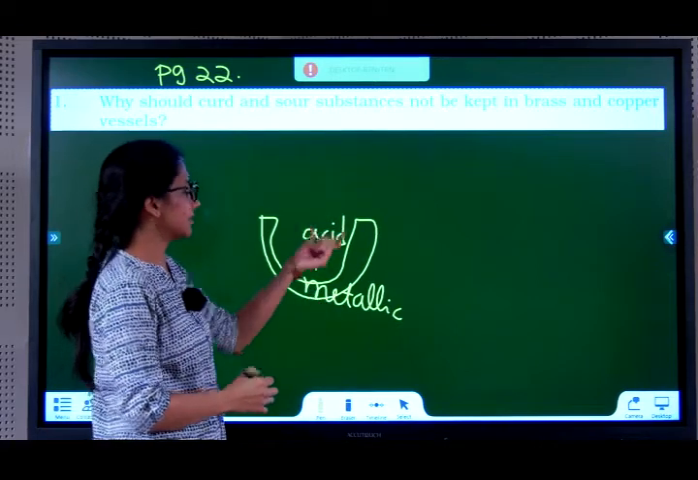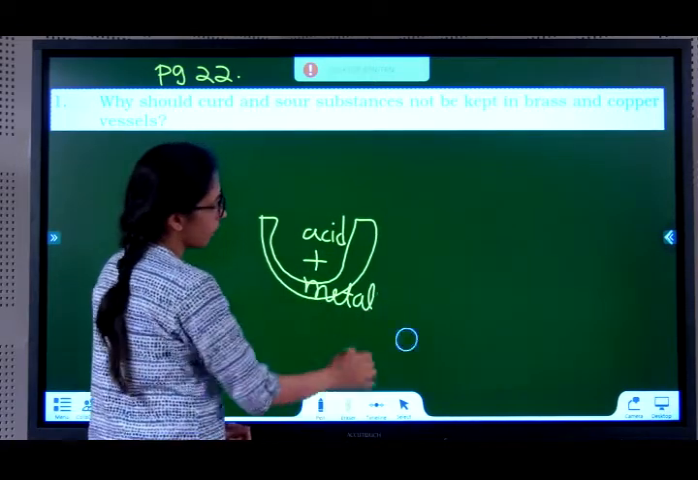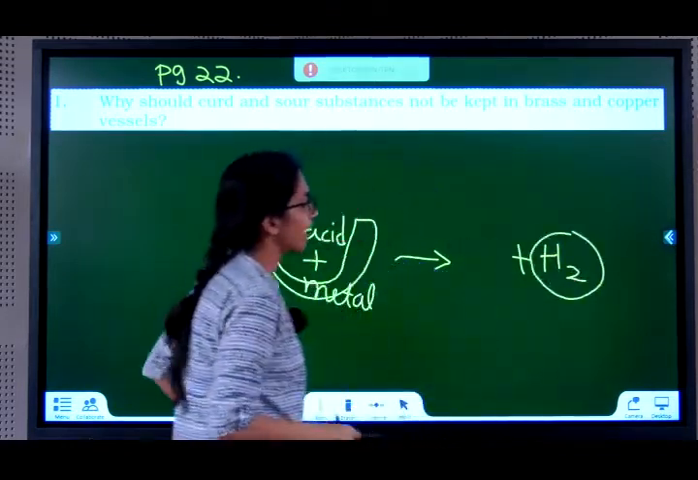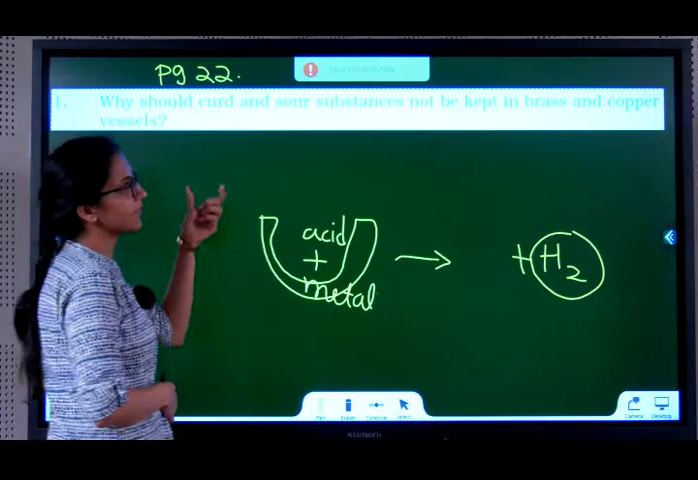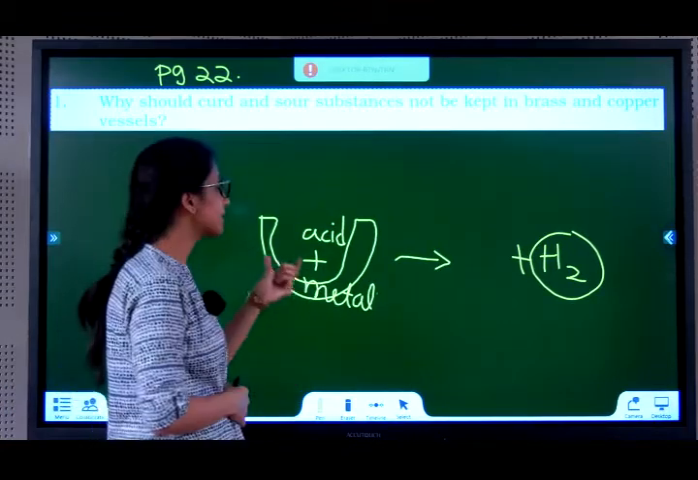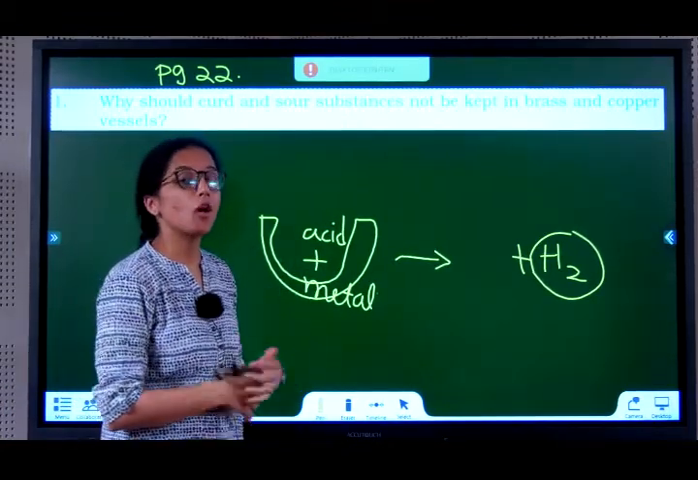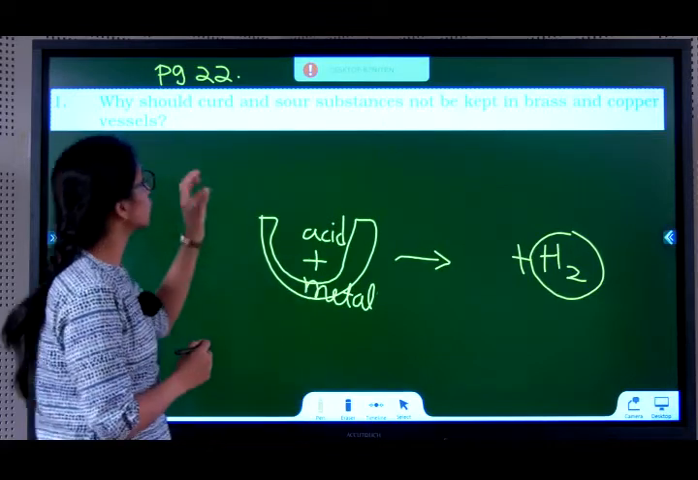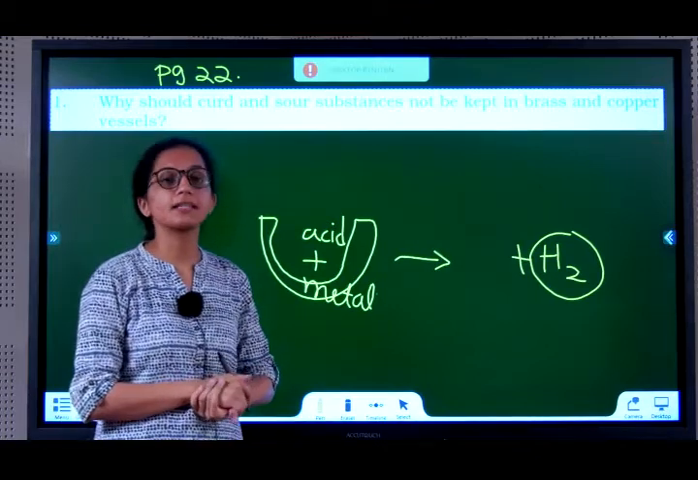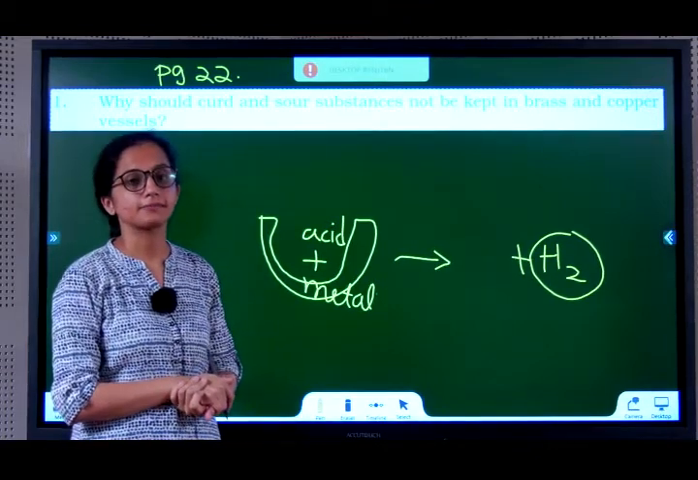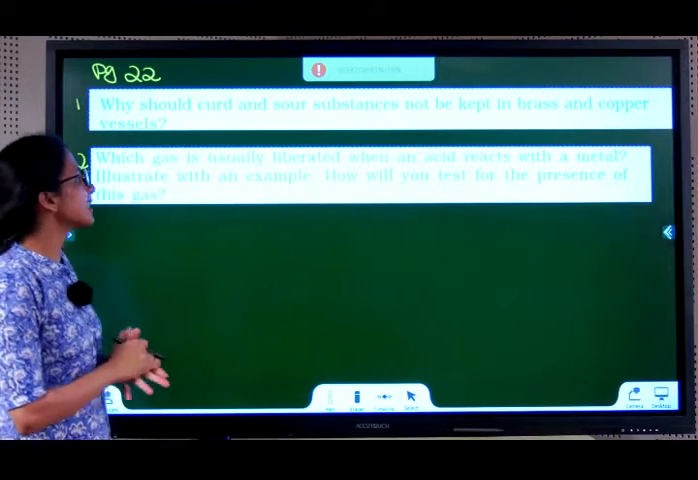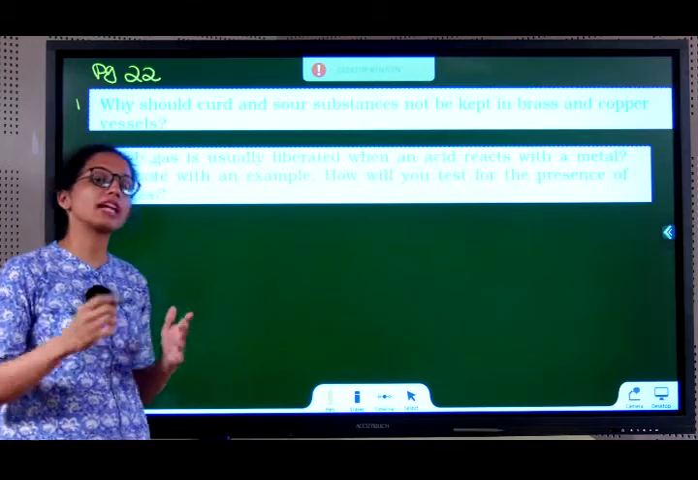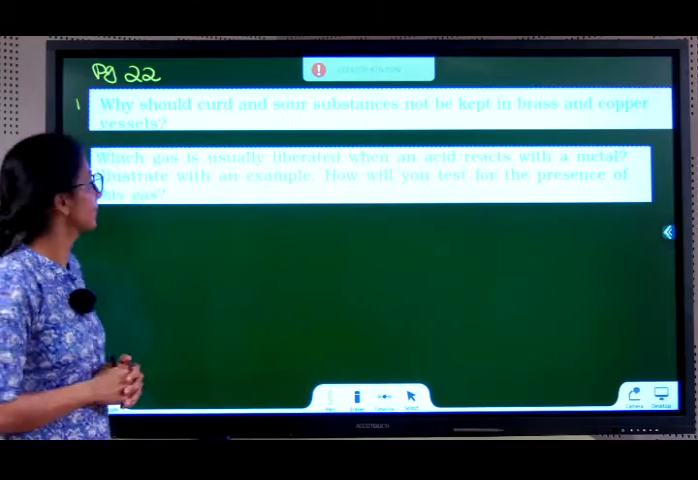When a metal reacts with an acid, what is liberated? Hydrogen gas is liberated. So therefore, when curd and sour substances are kept in brass and copper vessels, hydrogen gas and some poisonous substances are formed. This is why we should not store curd and sour substances in brass or copper vessels. Question 2. Which gas is usually liberated when an acid reacts with a metal? We just saw when an acid reacts with metal, hydrogen gas is liberated.